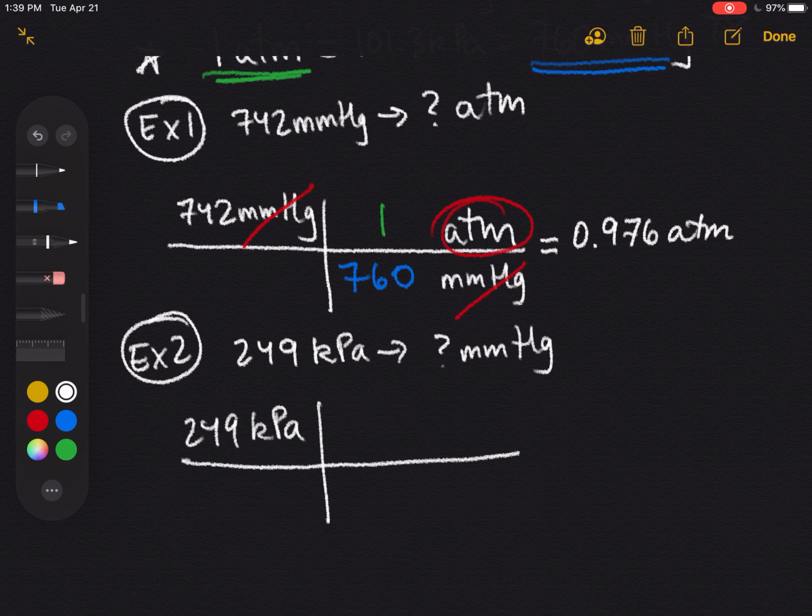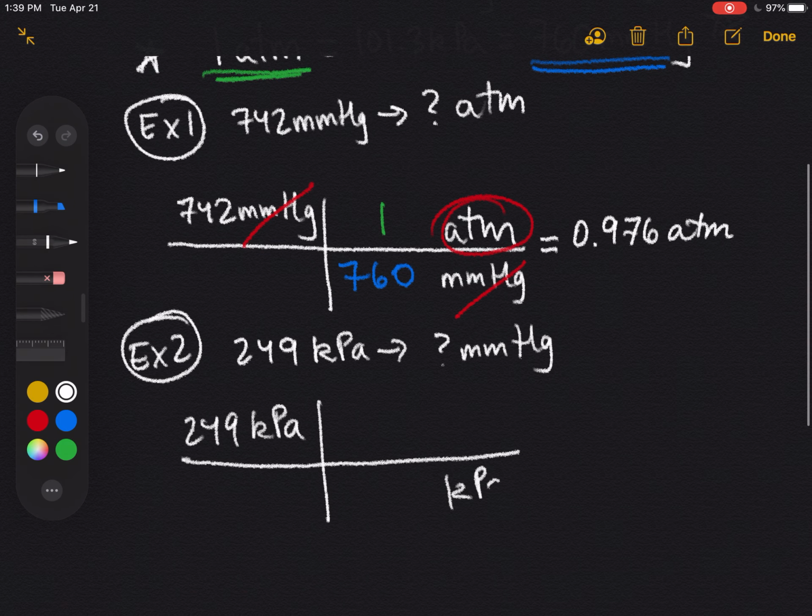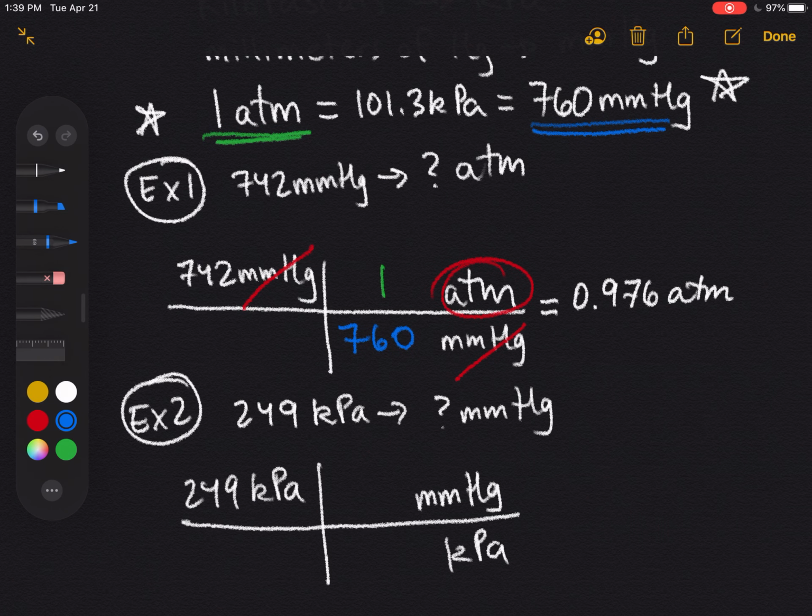kilopascals. I want to get rid of kilopascals, so I'm putting them down here so they cancel out. I'd like to go to millimeters of mercury. Up here, 760 for millimeters of mercury. And all right, there's my kilopascals, my 101.3, so I'm going to write that down here. And my kPa cancel out. I'm left with millimeters of mercury, which is what I wanted.